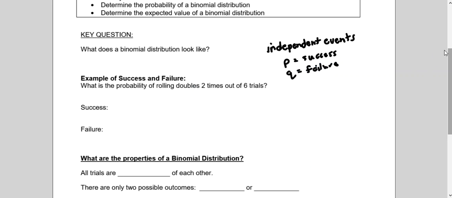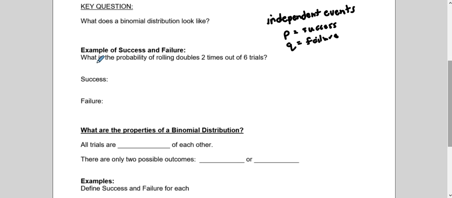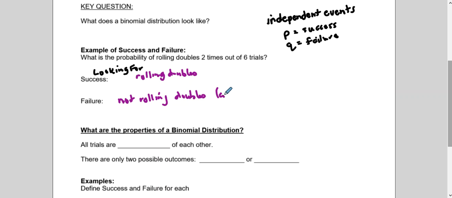The first thing we have to understand is what is success? What are we looking for? Here, what we're looking for is rolling doubles. That's our success. The number of times we do that is going to be part of our calculations. Our failure is simply not rolling doubles. So it's the opposite, or the complement.